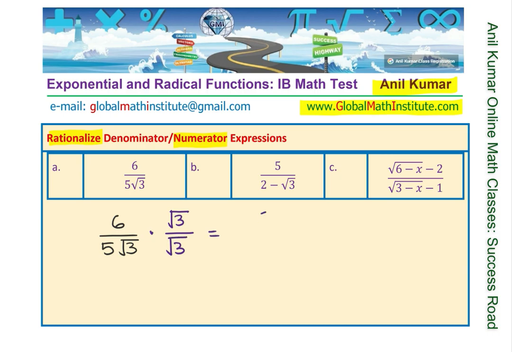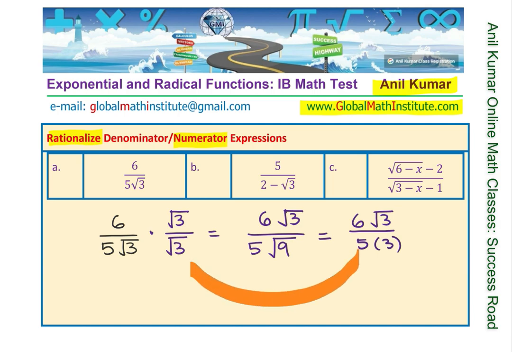In the numerator, we get 6 times square root 3. And in the denominator, we get 5 times square root 3 times square root 3, which is just 3. Now, some of you will like to write it like square root 9 and then get to 6 square root 3 over 5 times 3. Both are valid, but you could have gone directly from here to this. So that is also possible.